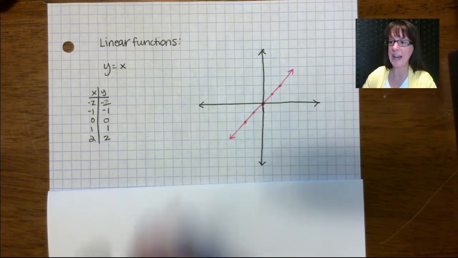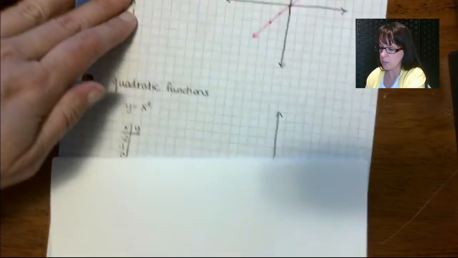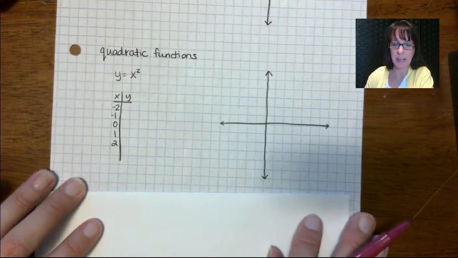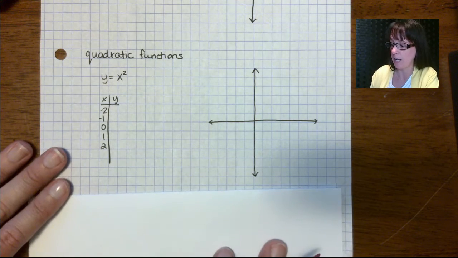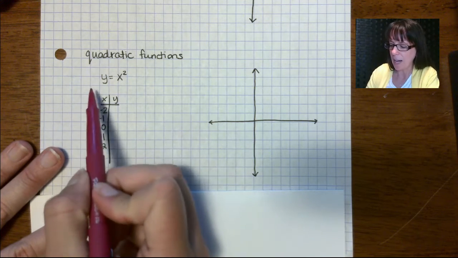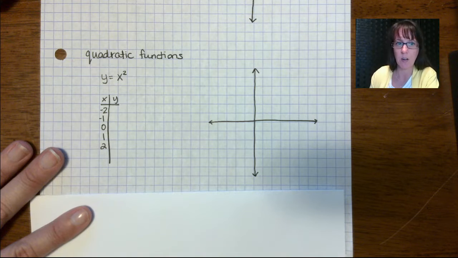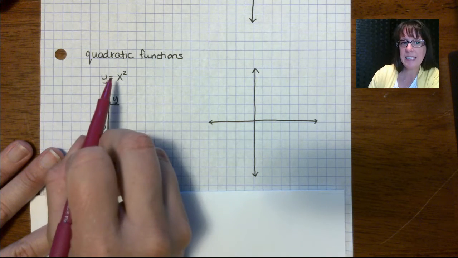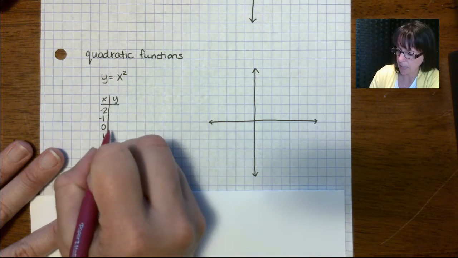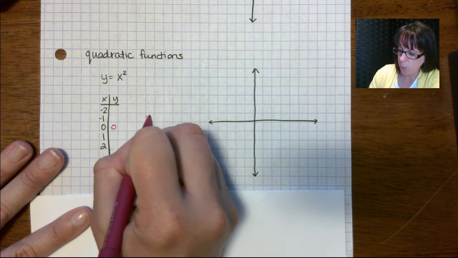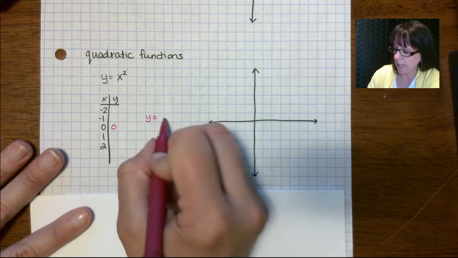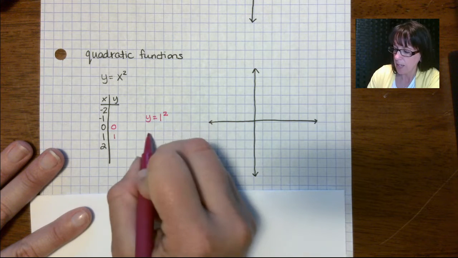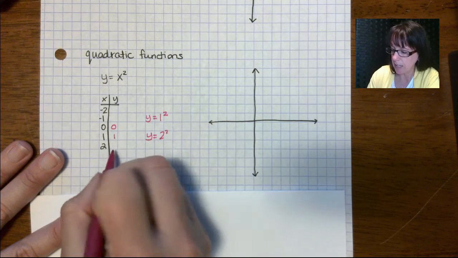So let's talk about our next parent function. Our next one is going to be quadratic. You may remember these from algebra 1, and this is y equals x squared. Now, let's talk about 0. If I take 0 and plug it in for x squared, I'm going to get 0. If I do y equals and I take 1 and plug that in, 1 squared, I get 1. If I do y equals 2 squared, I'm going to get 4.